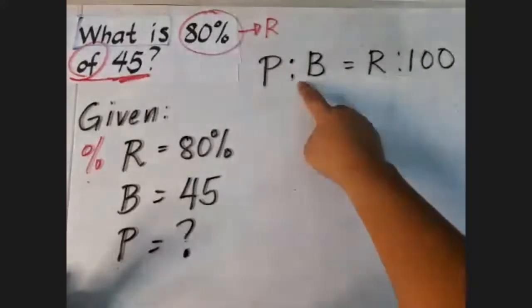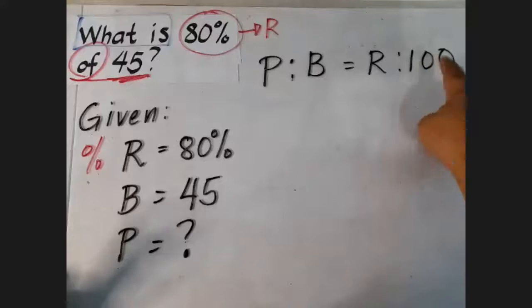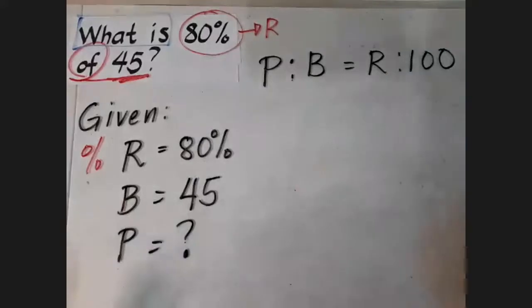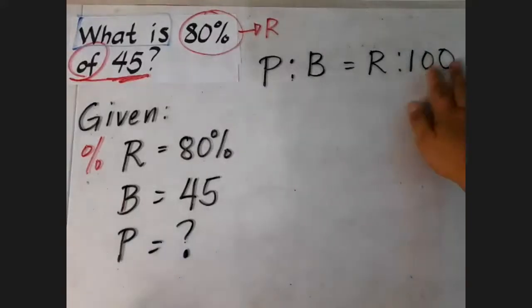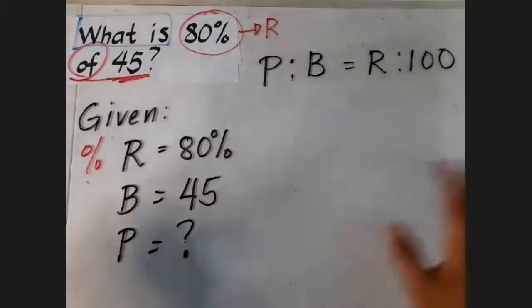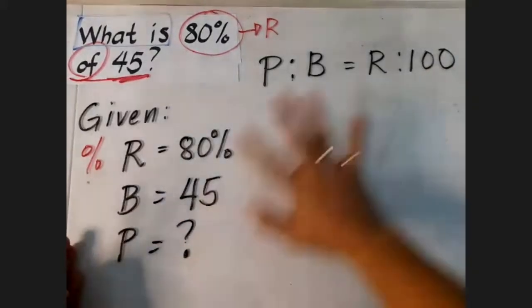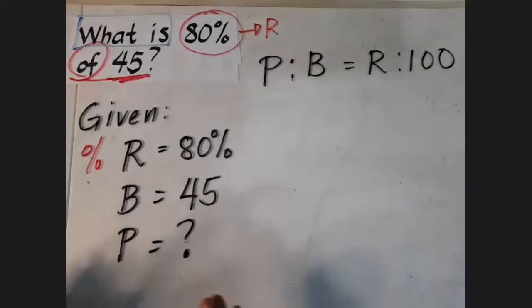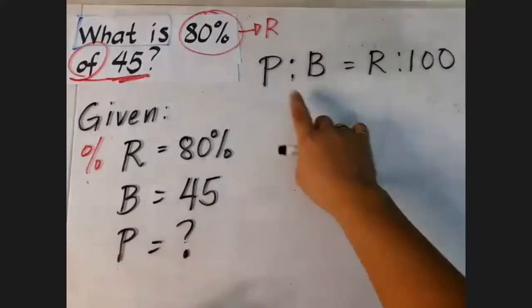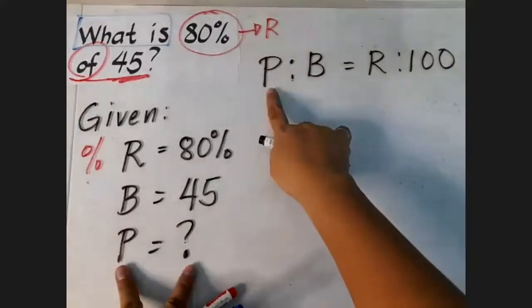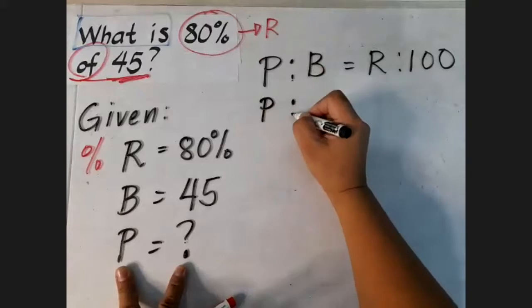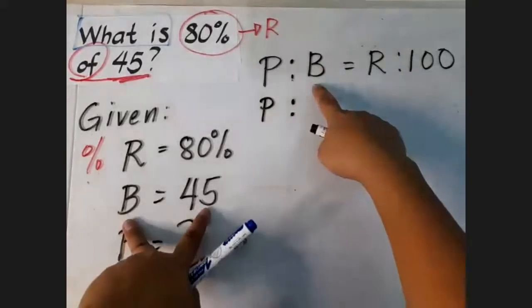Okay? We have P is to B equals R is to 100. Now, P, percentage, B, base, and R, rate. Tapos, we'll have 100. I'll explain to you what is that 100 for. Now, punta tayo sa given natin, i-substitute natin yung values. Huwag nating ipilit. Kung walang nakalagay, then leave it at that. Now, we'll start off with P. P here, ito, P is a question mark yan. So, that is us. Meaning, it will remain as P. Okay? B is 45.